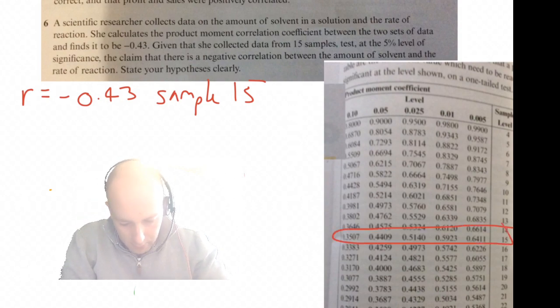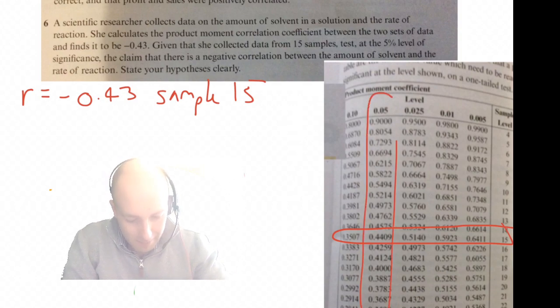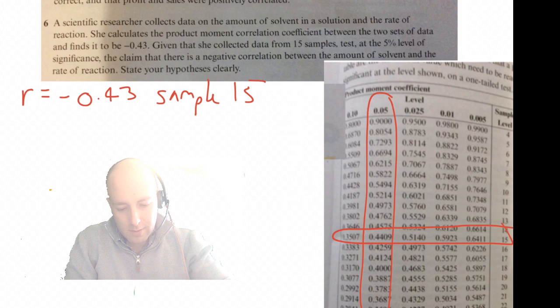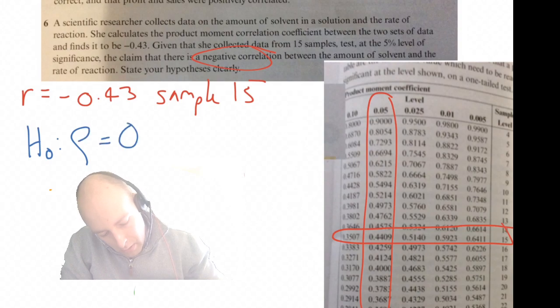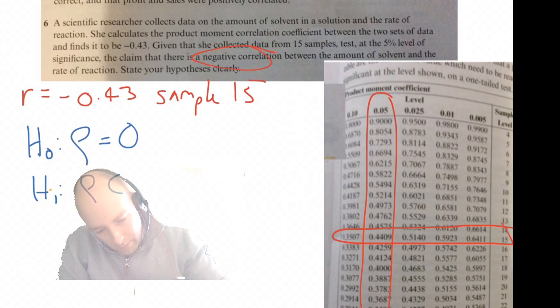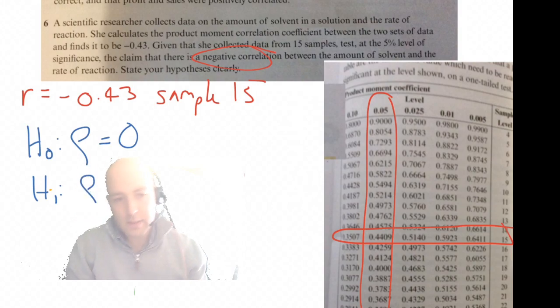Test at the 5% level. So 5% is here again. I'm assuming it's a one-tailed. Yep, negative correlation, so it's a one-tailed test. So H0: rho equals 0. H1: rho is less than 0.